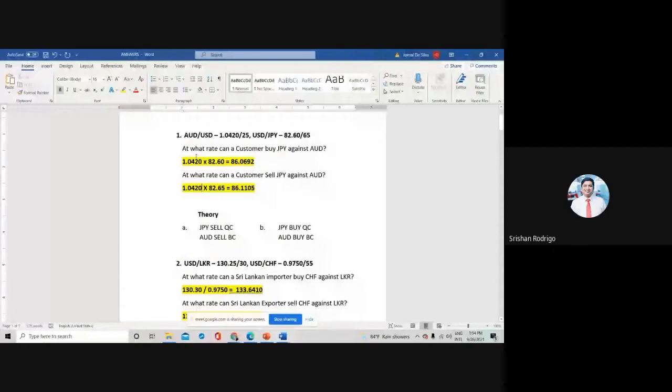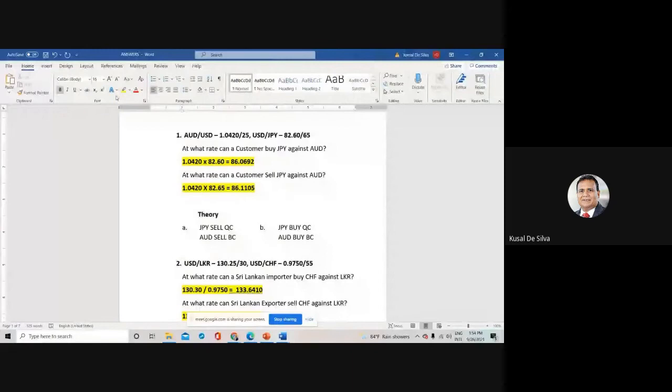Australian dollars. The same theory applies. There is a disturbance. I think someone's mic is on. Right, so let me explain why it is the same.